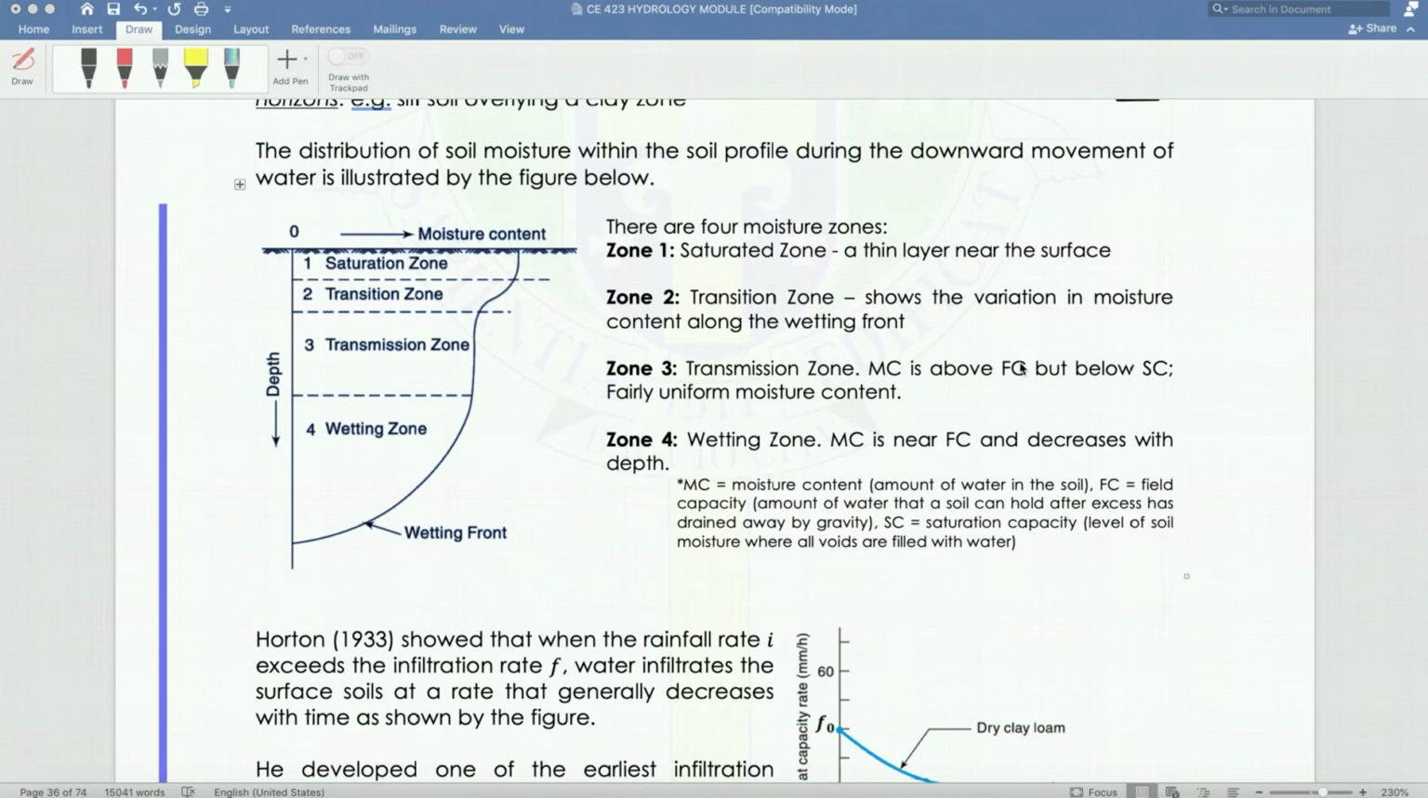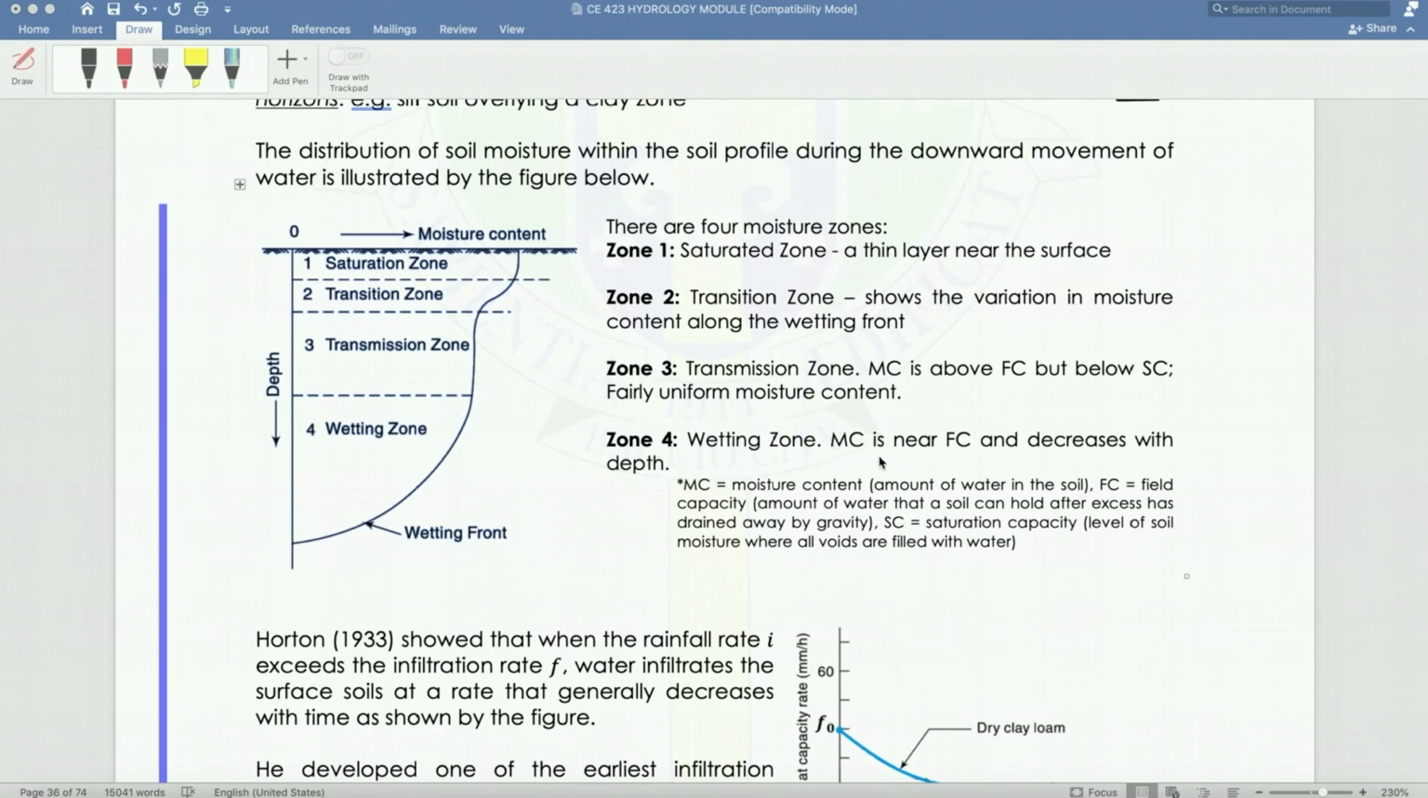So, when we say field capacity, ito yung kayang buhatin lang or i-carry ng soil. So, pag moist naman, may content siya na water. But when we say field capacity, ito lang yung kayang buhatin. When we say saturated, ibig sabihin yung voids natin na fill up na ng water. Okay? So in this zone, our moisture is at its field capacity level, but it is below saturation content.